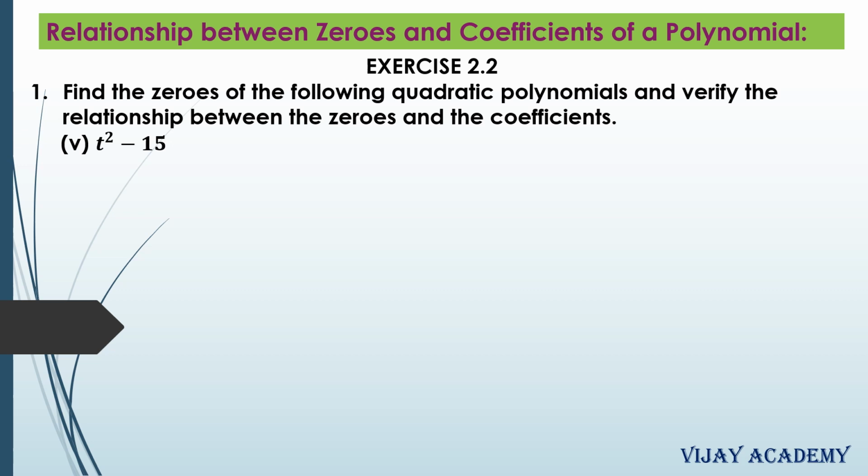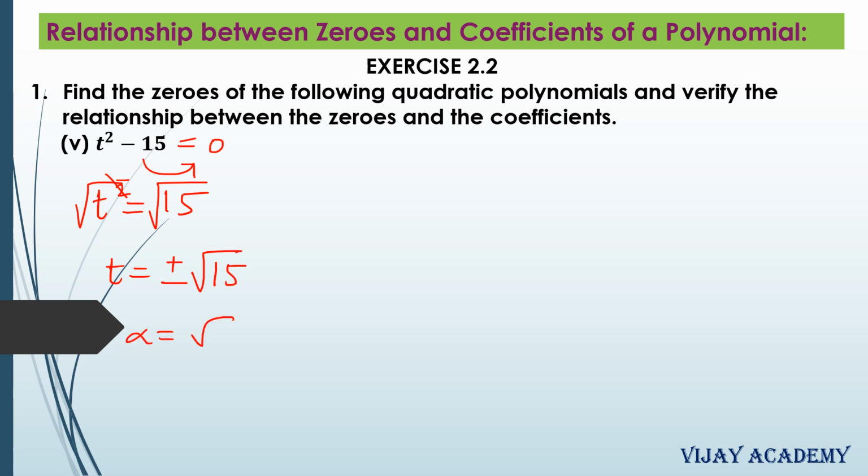In the first method, let us isolate t square, that means isolate t, equating this to 0. First transpose minus 15 to the RHS, we get t square equals plus 15. Now put square root on both sides to remove the square. So square and square root will get cancelled in the LHS, and we get t equals root 15, which can be written as plus or minus root 15. So we can write one zero as plus root 15 and another zero as minus root 15.